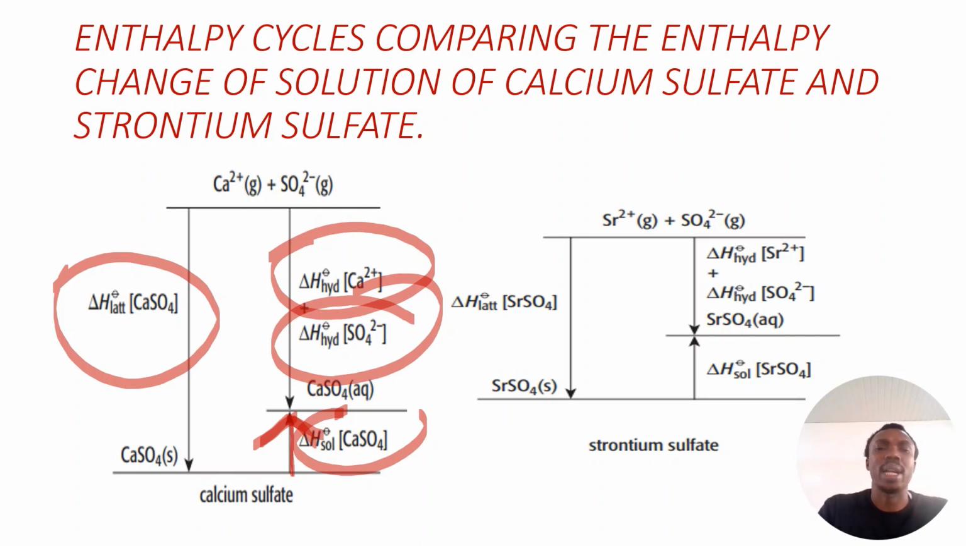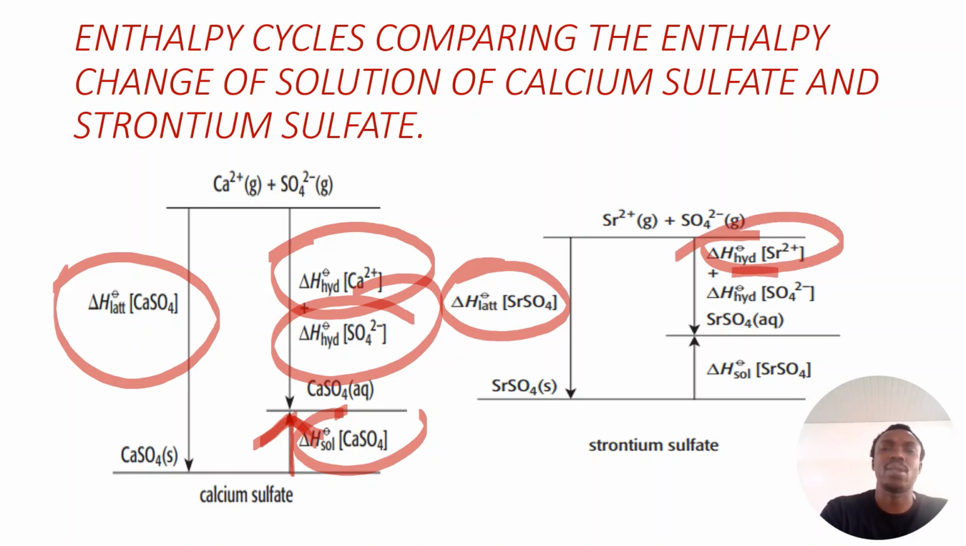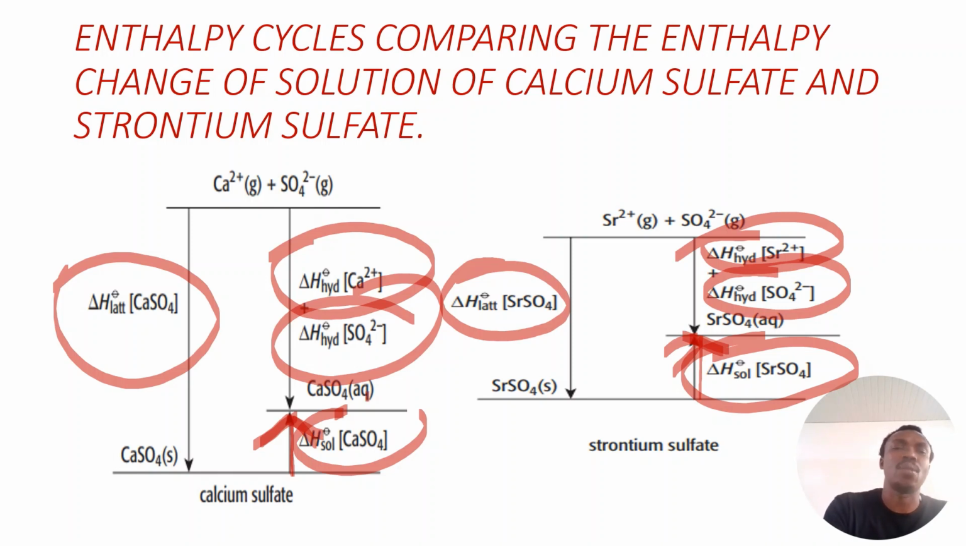Now, if you look at that of strontium sulfate, this is the lattice enthalpy. This is the hydration of strontium ion and sulfate ion. Then, if you look at the enthalpy change of solution, the value is positive. That means the enthalpy change of solution is endothermic, indicating that its solubility in water is less likely. You can see that strontium sulfate is less soluble in water compared to calcium sulfate. So their solubility decreases. They become more insoluble as you go down the group.